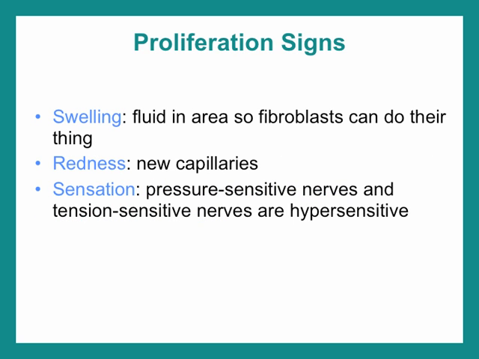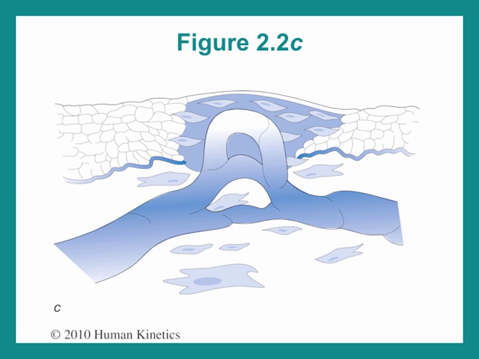What are the signs that we might see physically in this stage? Swelling, fluid in the area, redness because we have new capillaries coming in there, and then sensation. The pressure-sensitive nerves and tension-sensitive nerves tend to be a little hypersensitive in this phase of healing. So here we have a little cartoon graph of some angiogenesis taking place, with the capillary buds completed. We could pretend these little ones around here are growth factors, to help us remember that we need the presence of this protein in this phase.